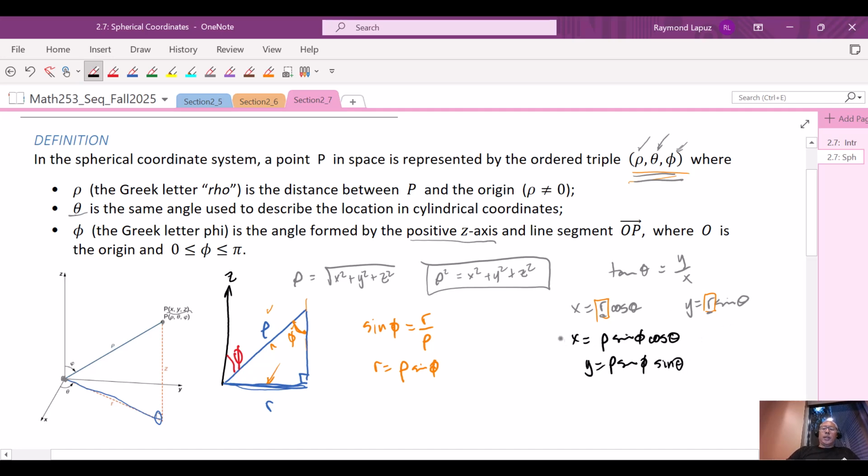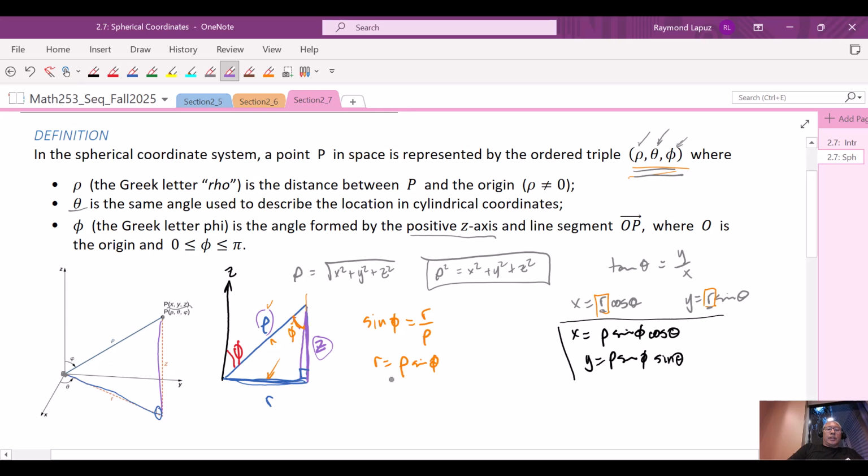So now we have two of the equations that make that relationship between rho, phi, and theta, and x, y, and z. Oh, but we don't have z yet. So what is z? Z is this distance over here, the vertical distance. This is z. So now using the same angle phi, I can have an adjacent side over the hypotenuse.